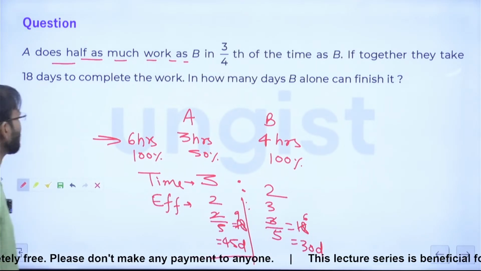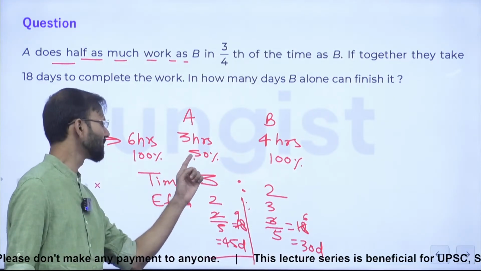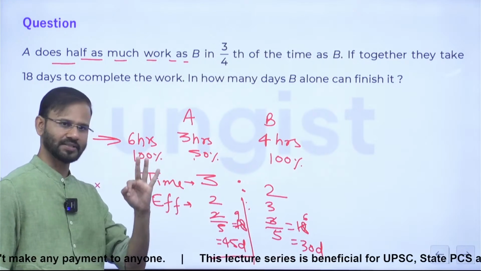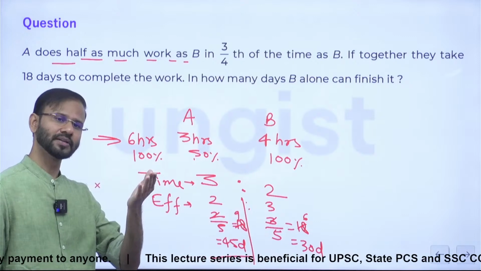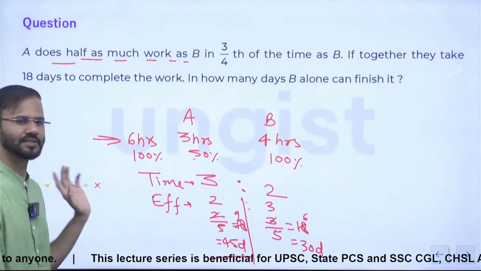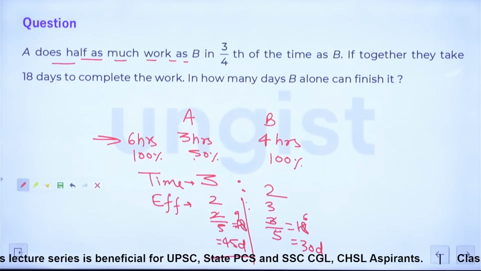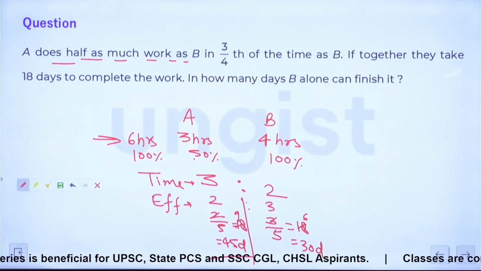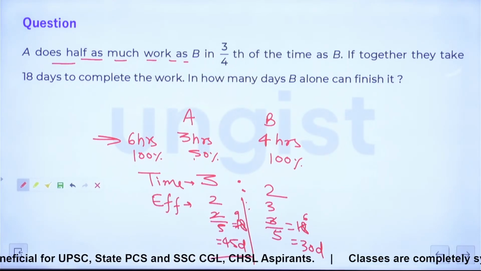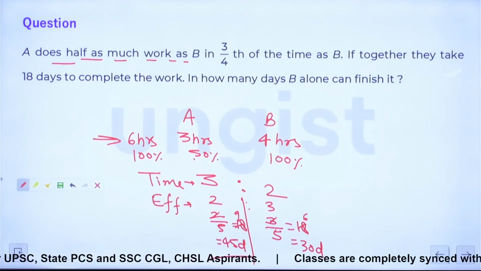6 hours. See, like 50% work was done by A in 3 hours. So 100% will be done in double the time, right? So this is 6. Yes, all of you, fine now?